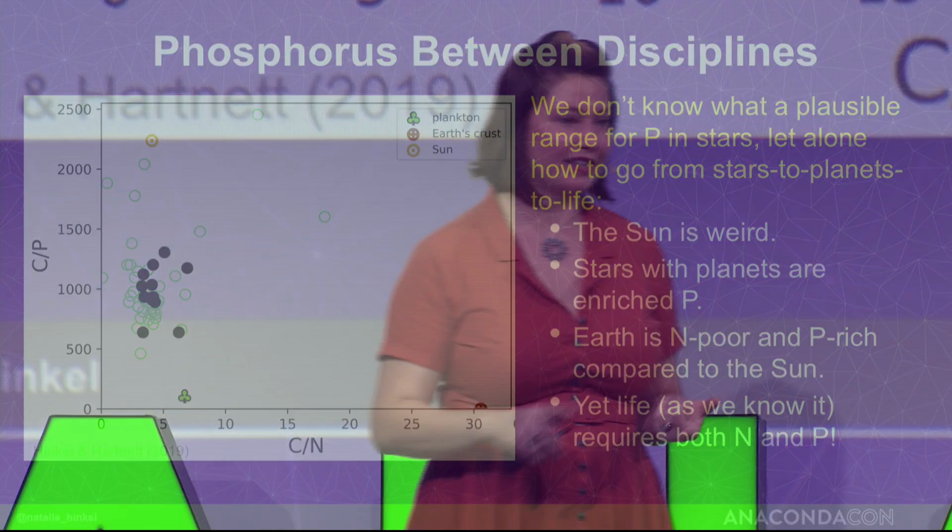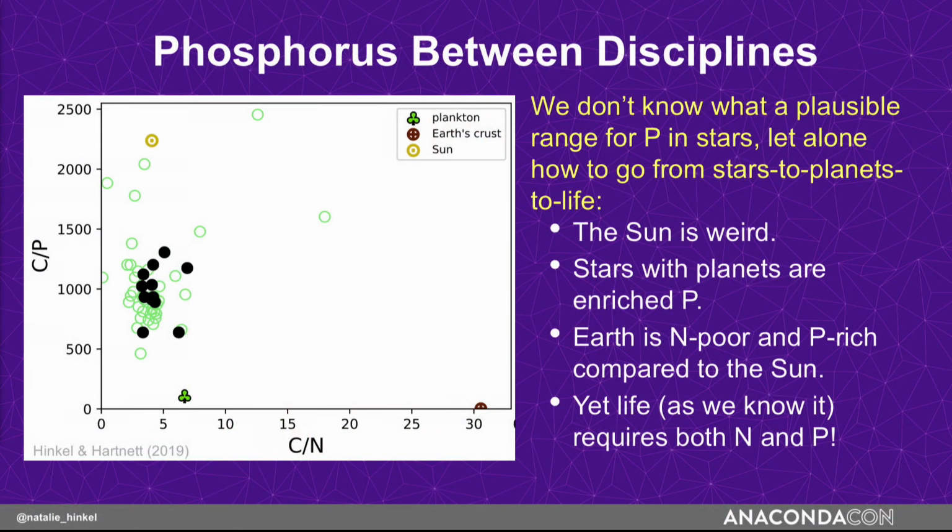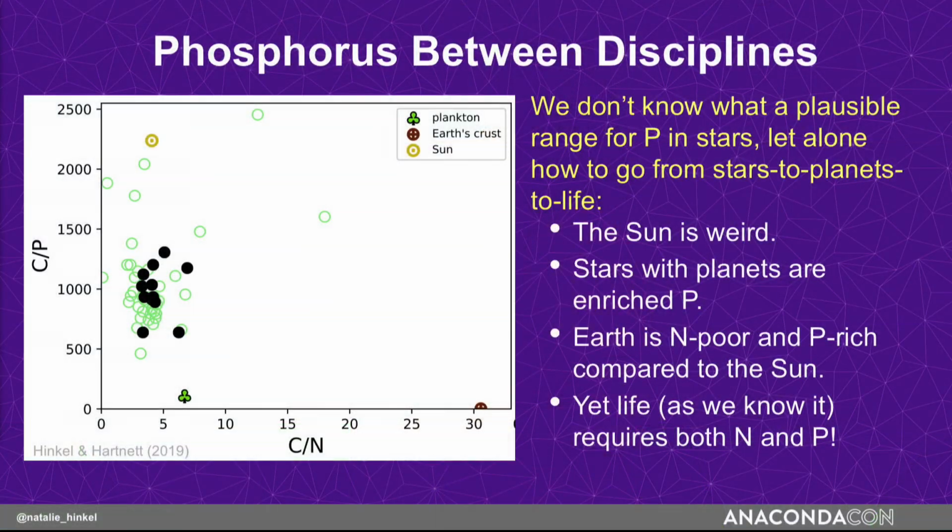We know that the sun looks totally nuts compared to other stars and compared to other stars with planets. We know that stars with planets are enriched in phosphorus. Cool. We know that the Earth is nitrogen poor and phosphorus rich compared to the sun, yet we also know that we need both nitrogen and phosphorus for life. In fact, when we sort of came down to it, we realized that life, this little green clover thing, more closely resembled the star than it did the planet.